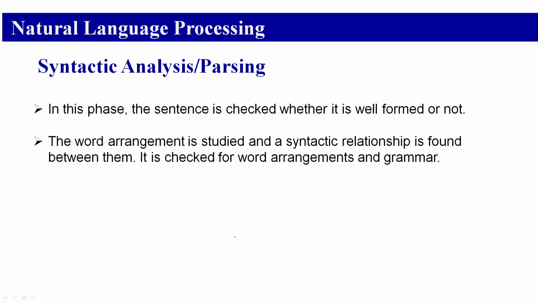In syntactic analysis, basically we check whether the sentence is well formed or not. Here we check the arrangement of the words and the grammar. Word arrangement is very nicely studied here. You have to find whether any syntactic relationship exists between them or not. That is what syntactic analysis is. So you need to check the arrangement of the words, which word is coming after which, whether they are properly placed or not, or whether they are connected by grammar or not.